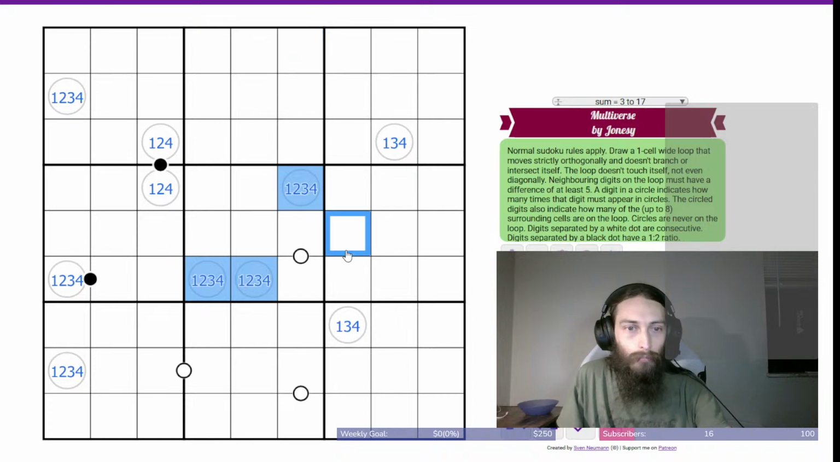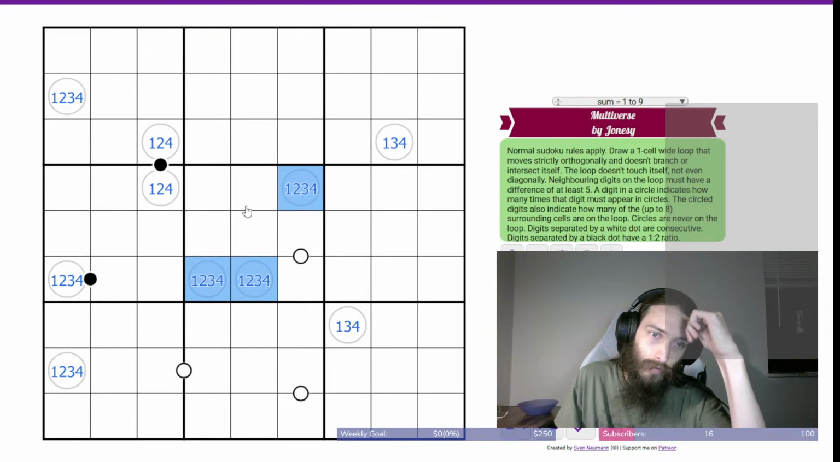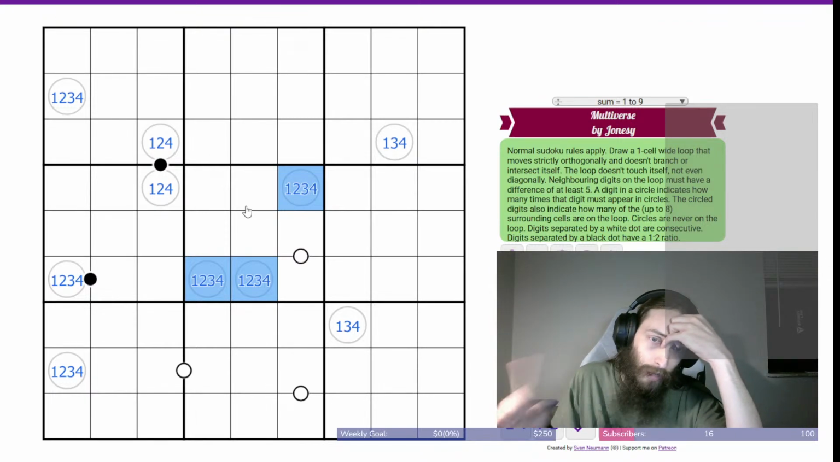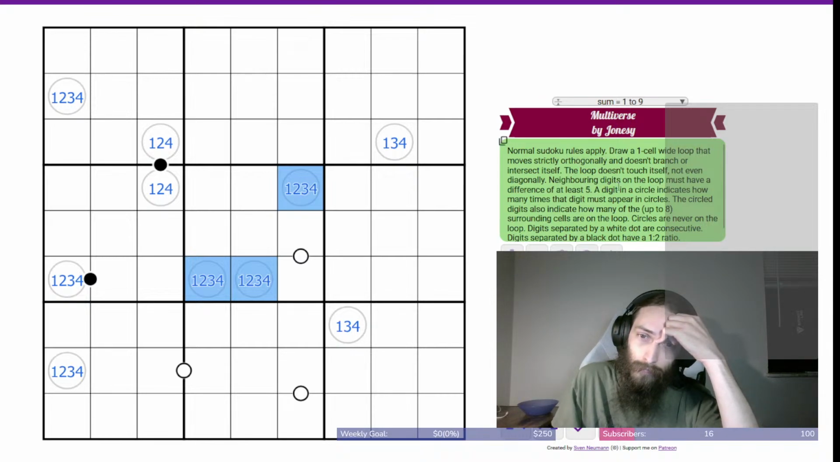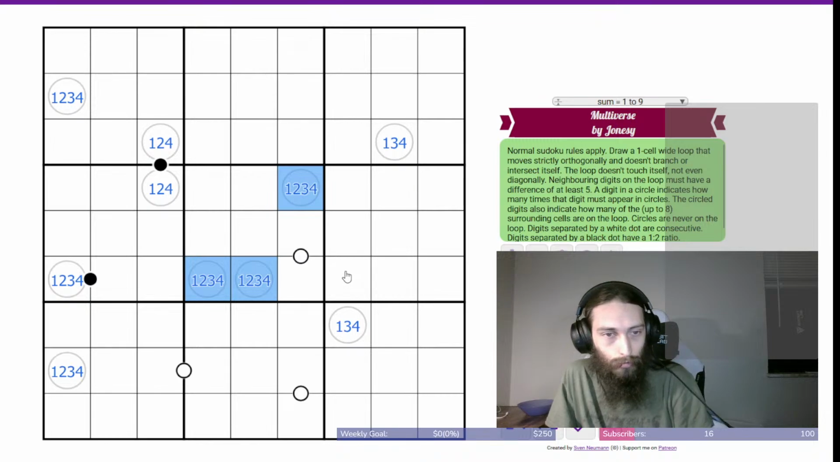So, since we know that they have to at least pass by the circles, because a digit in a circle indicates how many times that digit must appear in circles. The circle digits also indicate how many of the up to 8 surrounding cells are on the loop, because circles are never on the loop.